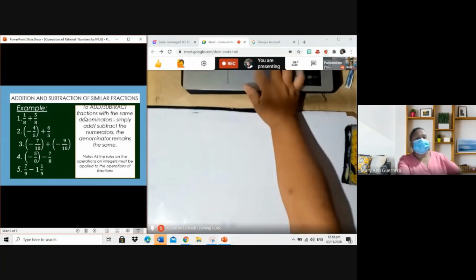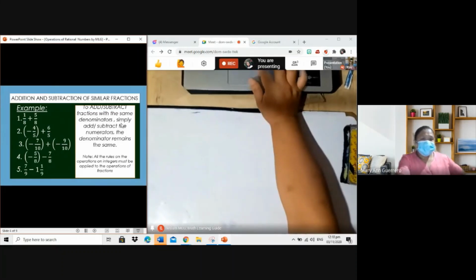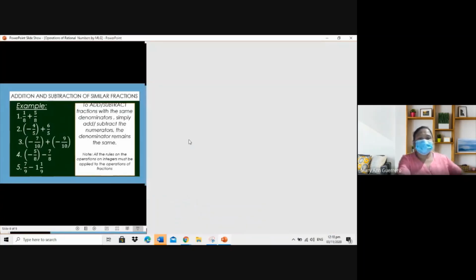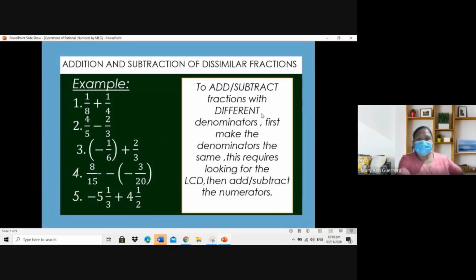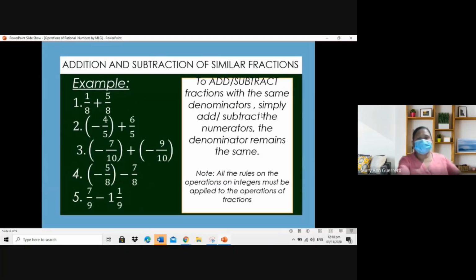So let us now have, again, to add and subtract fractions with the same denominator, simply add or subtract the numerators, then the denominator remains the same. Okay, all the rules on the operation on integers must be applied to the operation of fractions.